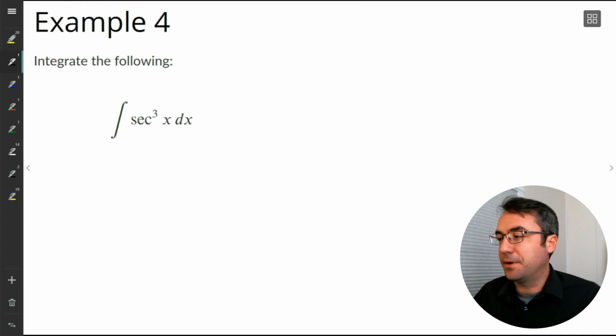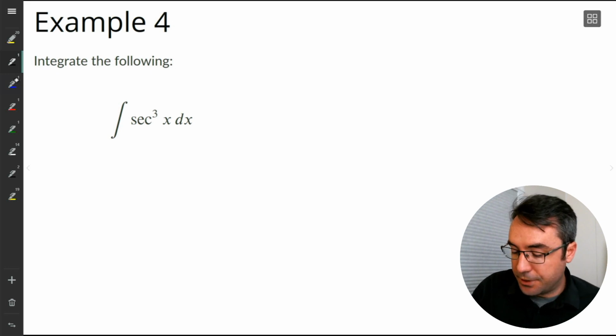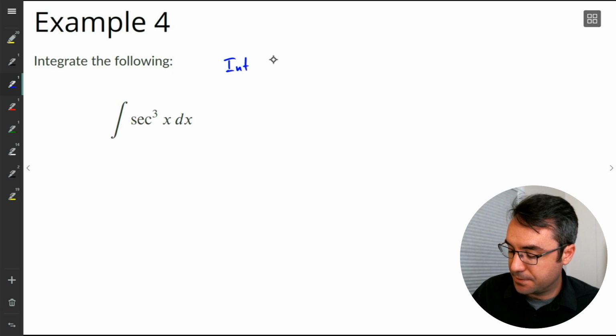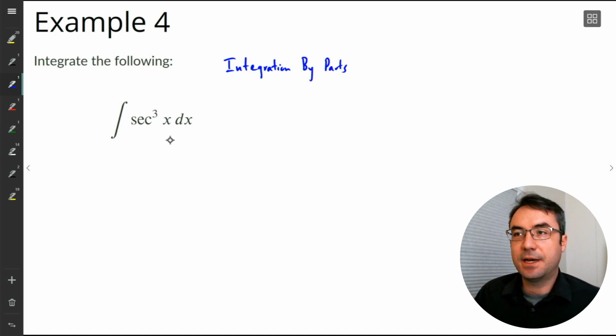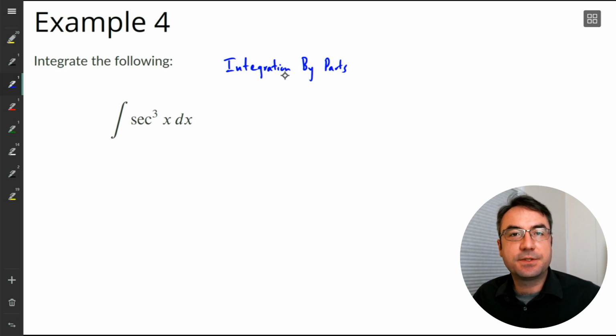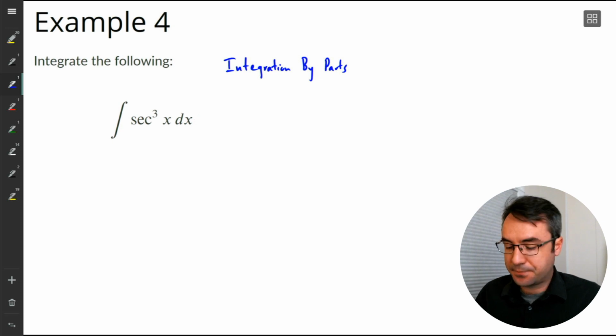All right, let's try one more. Integral of secant cubed, just to see all the kind of different techniques that we could try. All right, so we have secant cubed, and we're going to be integrating it. And what we can try for this one, what we're going to do is integration by parts. And so usually, if we have powers of secant and we're kind of getting stuck, integration by parts tends to be helpful, especially for powers of secant.